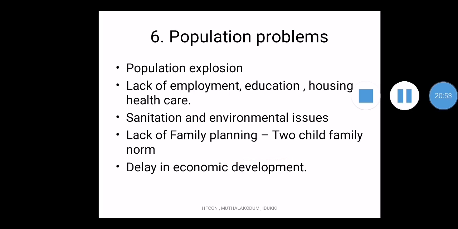The next one is population problems. As we all know, the underlying, basic root cause of all these problems is population explosion. If we reduce the population, then we will have enough resources and enough food, and we will get very good quality air, soil, and water, everything. That is why the Indian government is trying hard with family planning methods. This population problem will lead to lack of employment, lack of education, various housing problems, and even healthcare issues, sanitation, and environmental issues.